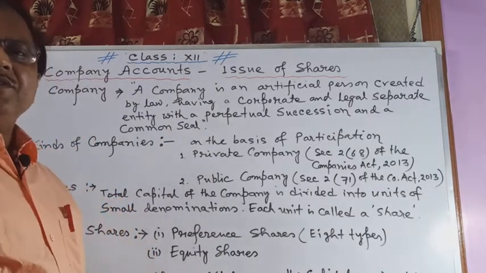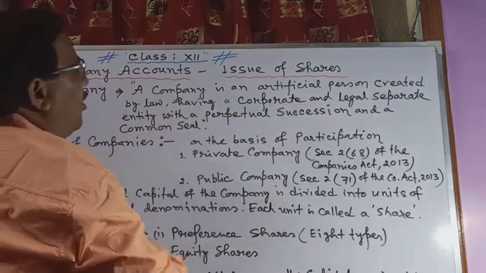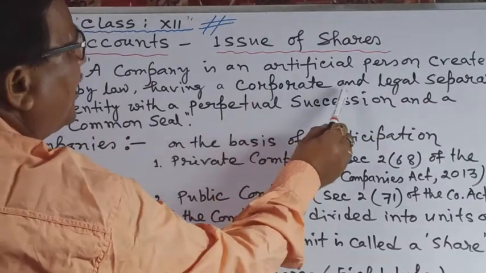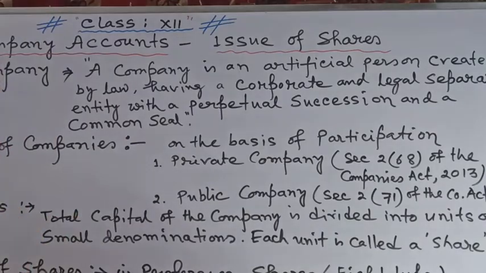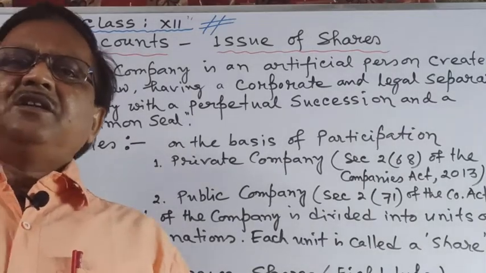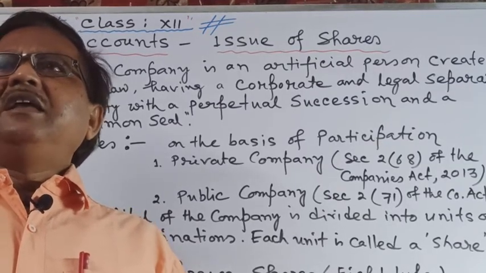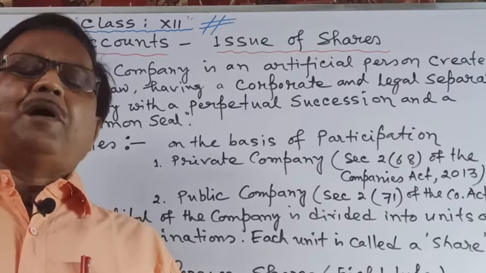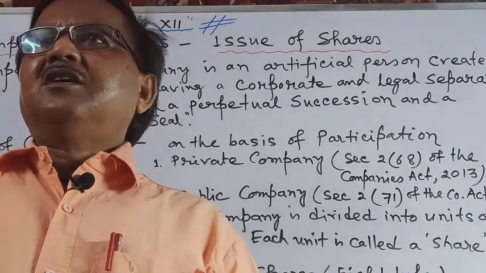What do you mean by company? A company is an artificial person created by law, having a corporate and legal separate entity with perpetual succession and a common seal. That means a company is a voluntary association, whether a private company or a public company, having a separate legal entity. Entity means long life and perpetual succession and a common seal, that is known as a company.